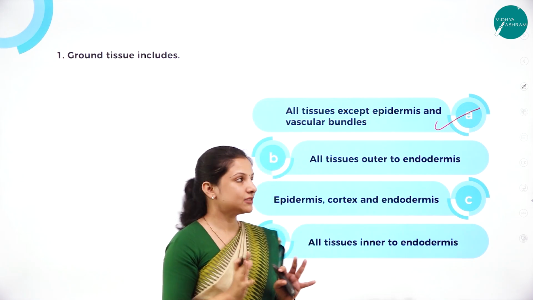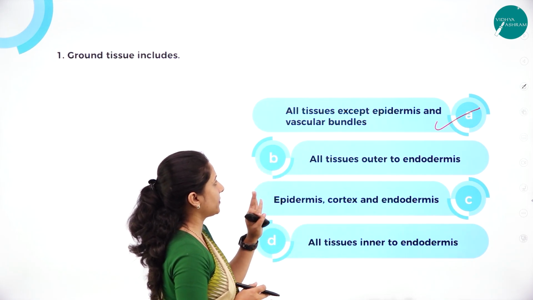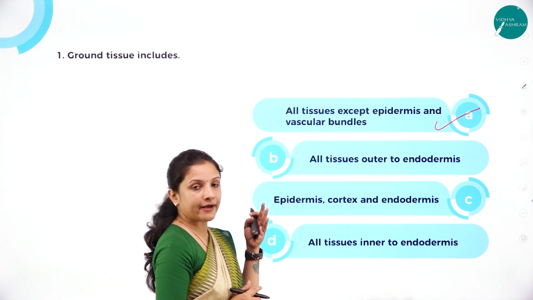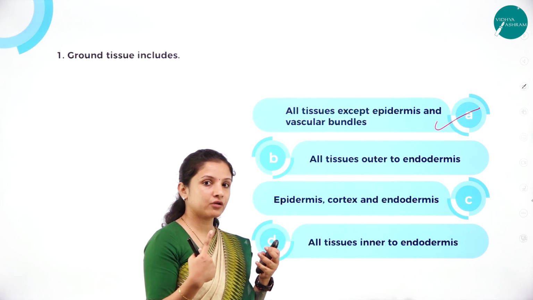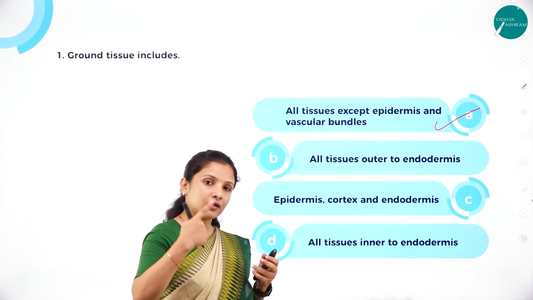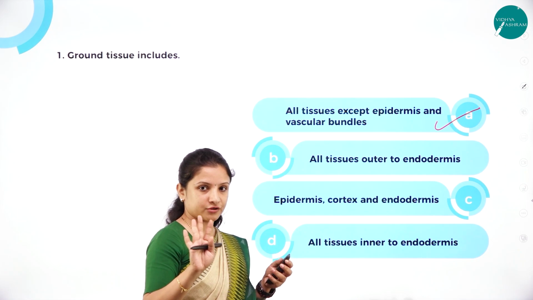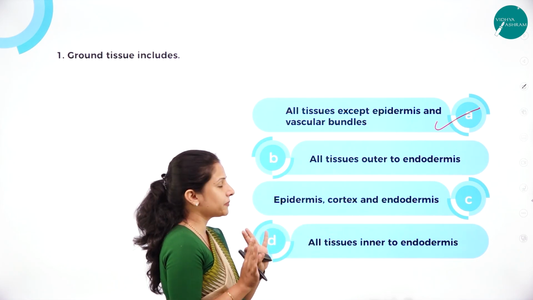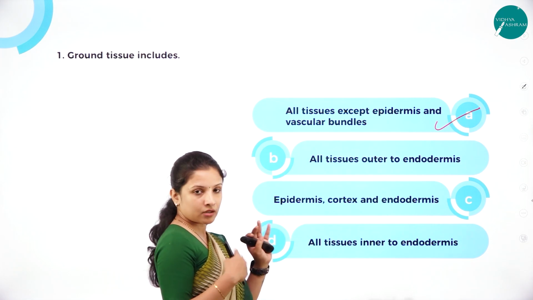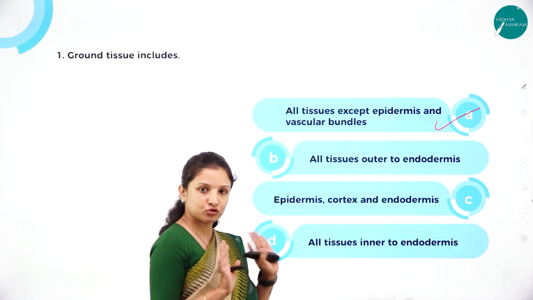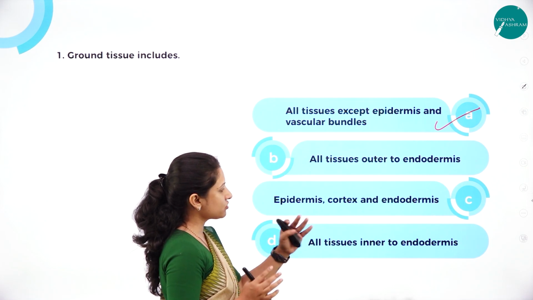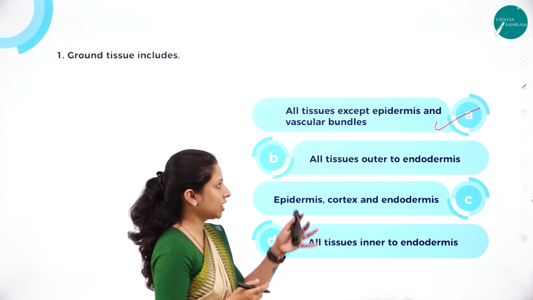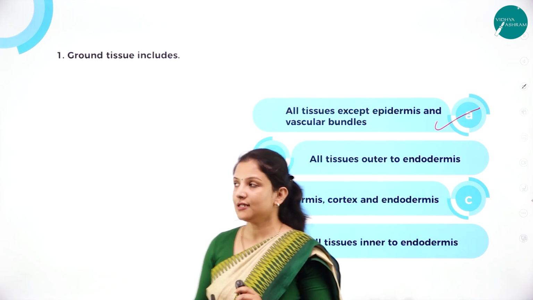Ground tissue consists of all tissues except epidermis and vascular bundle. It is not all tissues outer to endodermis. If it is all tissue outer to endodermis, it will include the ground tissue and the epidermis also, so that answer is wrong. Epidermis, cortex and endodermis, no; under the ground tissue, the epidermis and endodermis do not come. All tissues inner to endodermis means it will be the vascular tissue, not the ground tissue. So option A is the right answer here.